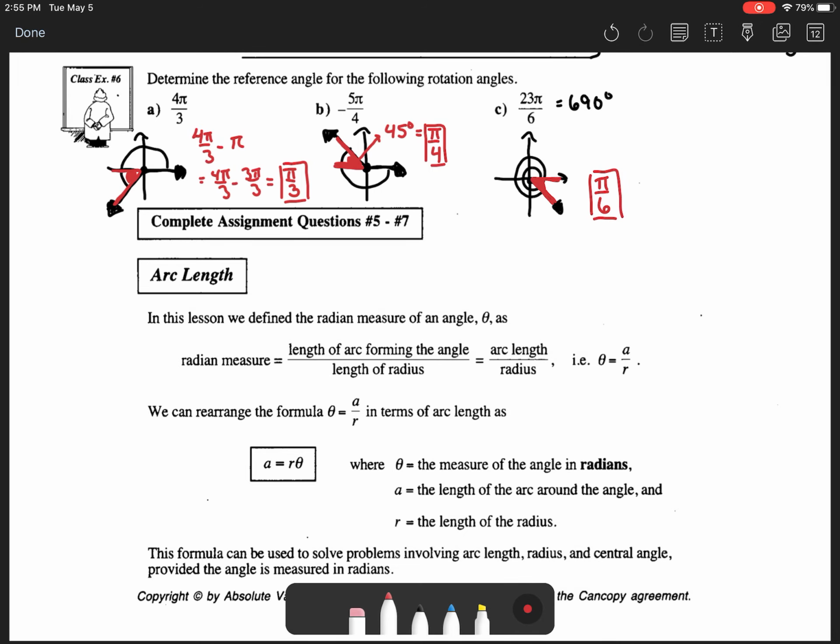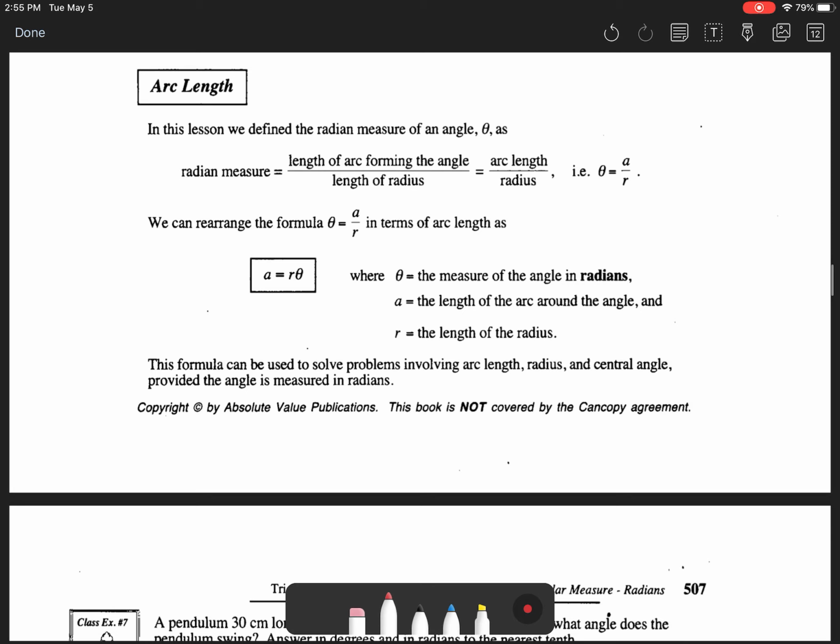Okay, final topic for today is arc length. Now, arc length is just exactly as it sounds, the length of the arc. So that's the length of the rounded part on the outside of a circle. So to make it very simple, this is the formula down here that we are going to be using. A is equal to r times theta.